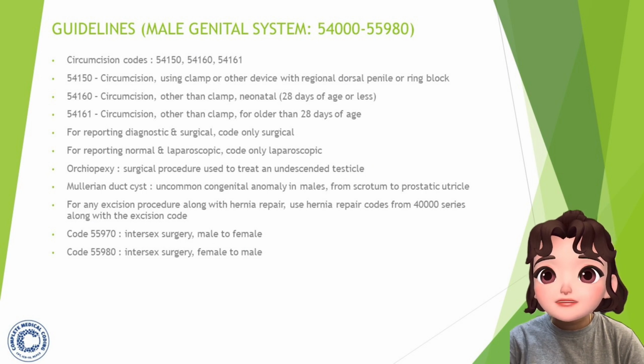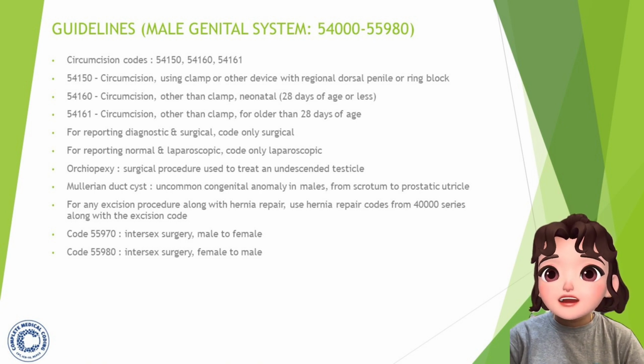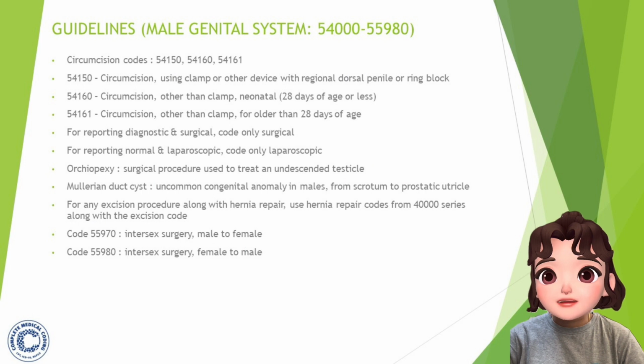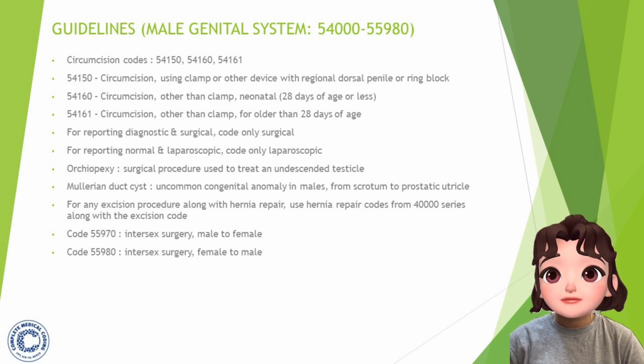Okay. Now another two codes, 55970 and 55980. These two codes represent intersex surgery, where 55970 represents male to female surgery and 55980 represents female to male surgery. So these are only the few important guidelines from the male genital system.